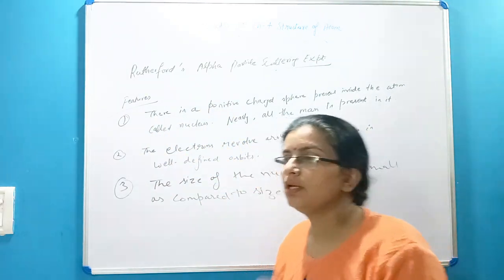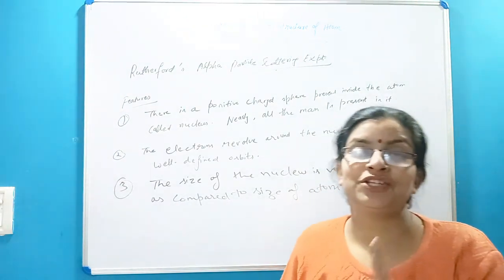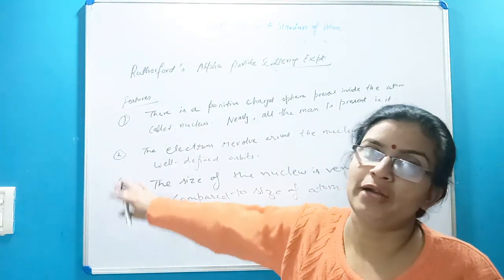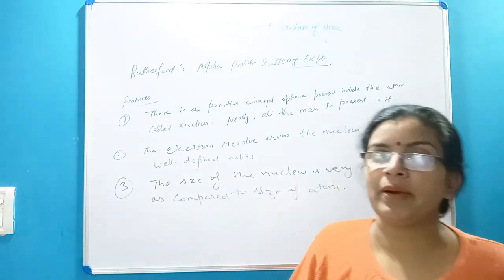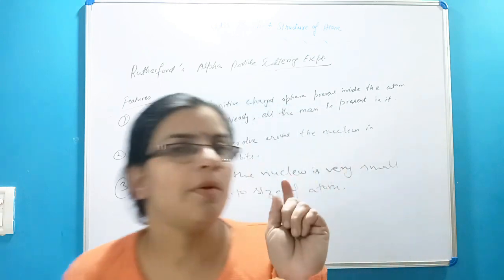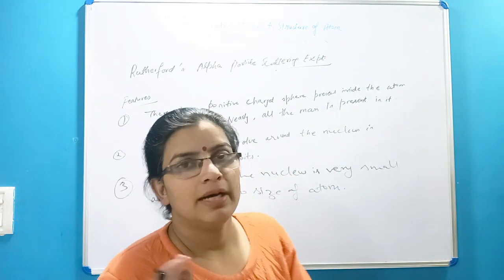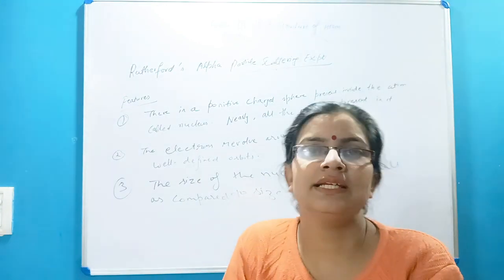In the comment section, you have to mention the drawbacks of the Rutherford atom model, the Rutherford alpha particle scattering experiment. You have to just give the drawbacks of it. At least 2 points should be there. Otherwise, we will discuss these in the next class.